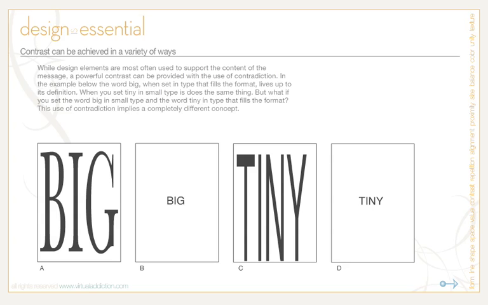While design elements are most often used to support the content of the message, a powerful contrast can be provided with the use of contradiction. In these examples right here, the word big is set in type and fills the format. It lives up to its definition. When you set tiny in small type, over here, it kind of does the same thing. But what if you set the word big in small type, as shown here, and the word tiny in big type? Well, the contradiction implies a completely different concept, so you get different feelings from the text being sized differently.